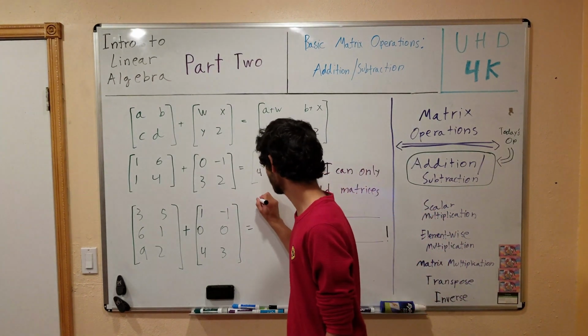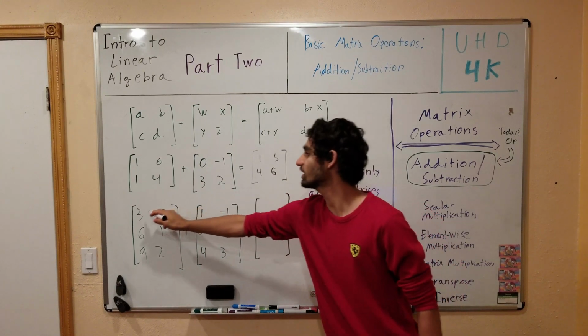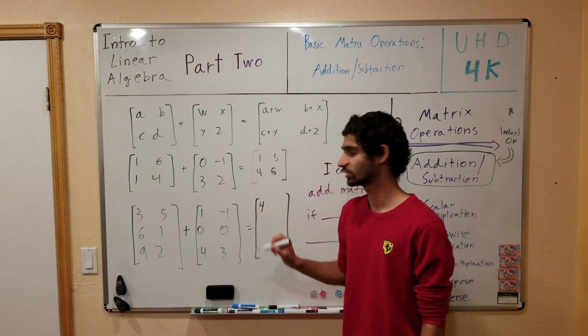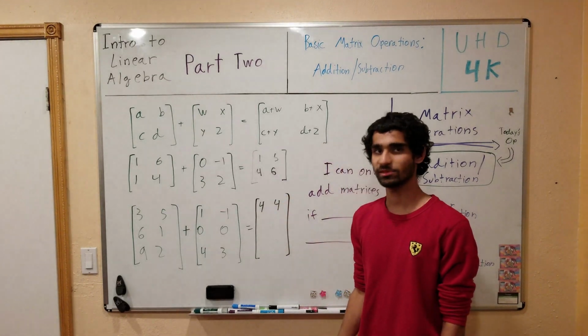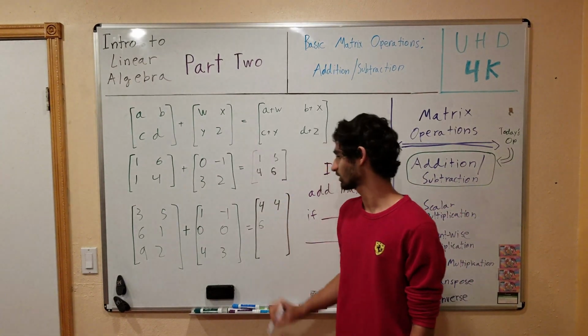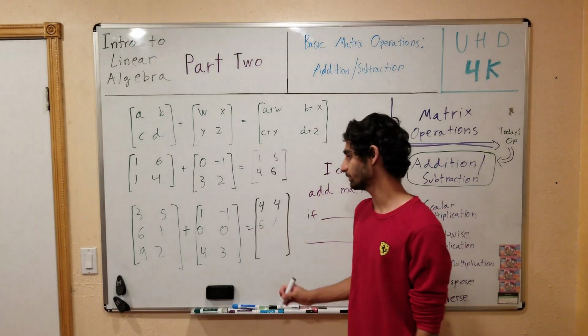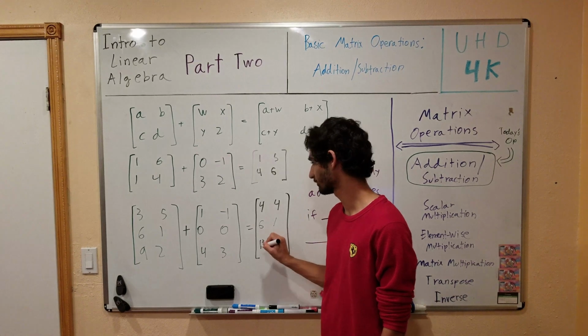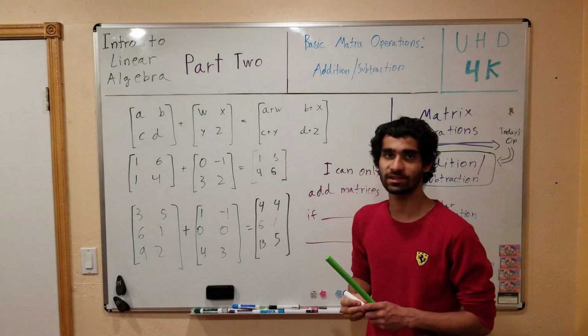Okay, this is simple. Once again, I just gotta add up the corresponding elements. 3 plus 1 is 4. 5 plus negative 1 is 4 also. 6 plus 0, 6. 1 plus 0, 1. 9 plus 4, 13. 2 plus 3, 5. It's a piece of cake.